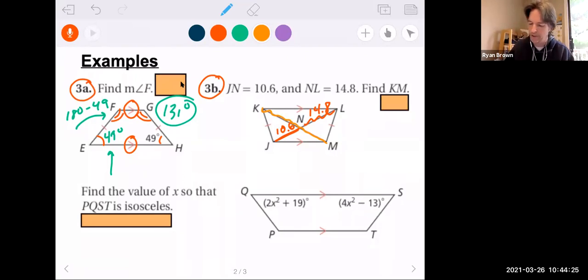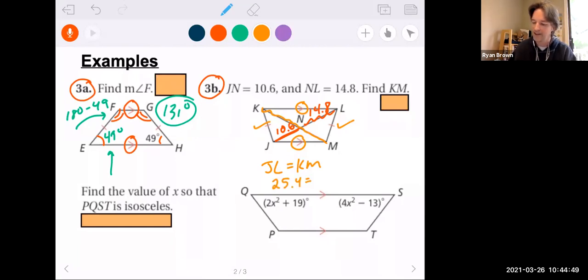Well, we do have a trapezoid again. One pair of opposite sides are parallel, and it is isosceles. Yay! Remember, isosceles trapezoid, congruent diagonals. So both diagonals, JL is equal to KM. Can we find JL? We've got both pieces and we add them together. If we add JN and NL, I would get 25.4.